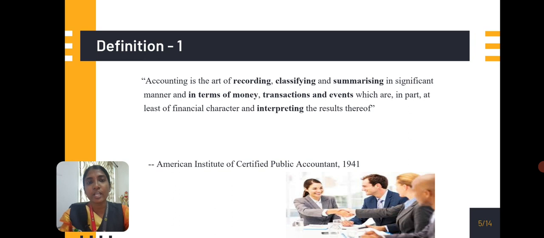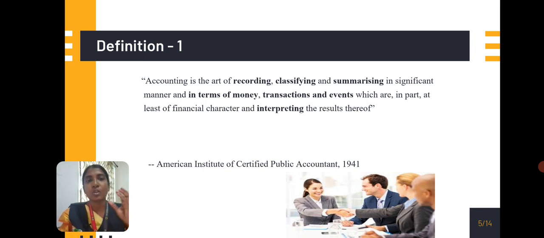Once the recording has been done, you will classify the transactions. Classifying means grouping the transactions under one head. In a journal entry, you will not group the accounts. What we will do is record the transactions in chronological order, on the date of occurrence. But in the ledger, we will categorize these accounts under individual heads. That means all purchase transactions will come under the purchase head. As far as sales is concerned, all sales transactions will come under the sales head.